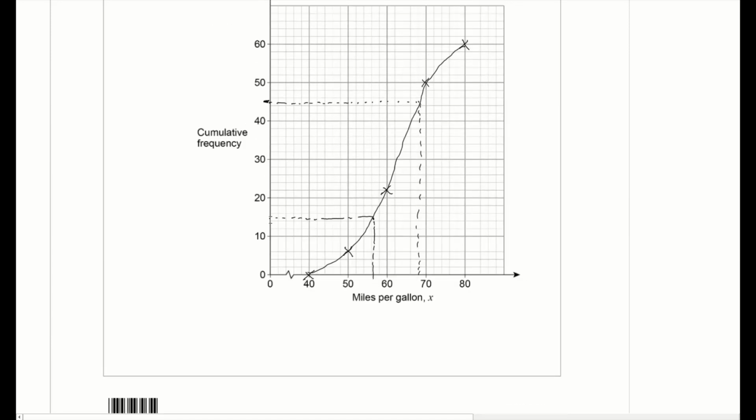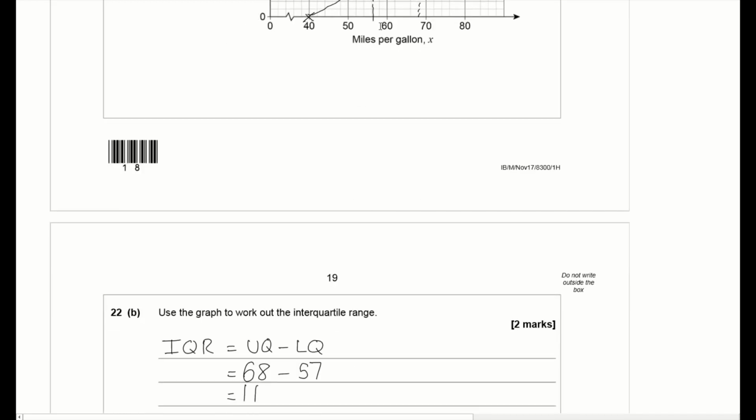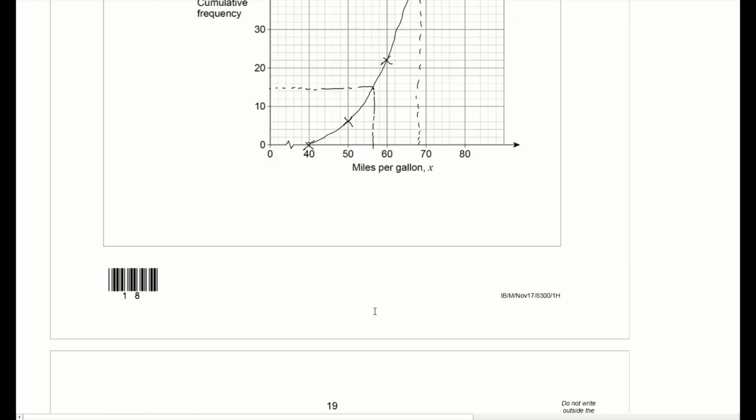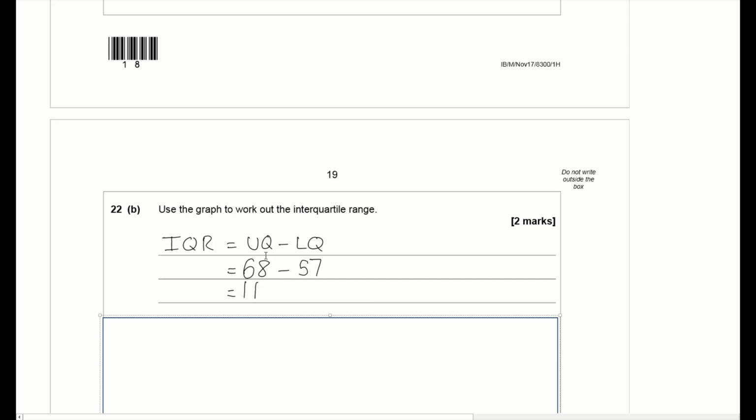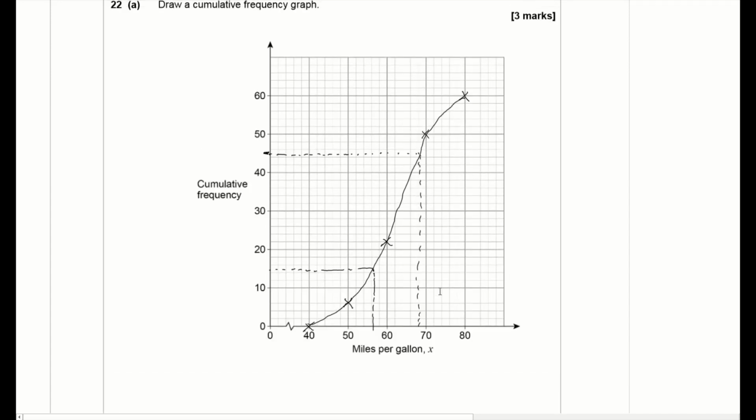The lower quartile, going from position 15 across and then down, is at approximately 57 or 56, depending on whether you get a ruler to draw it precisely, but there will be leeway in that. So the difference between these, 68 minus 57 equals 11. So that's one potential answer for the interquartile range.